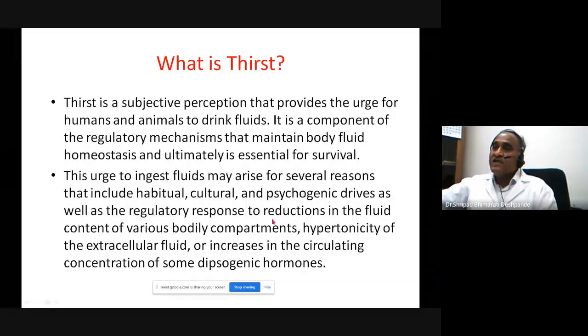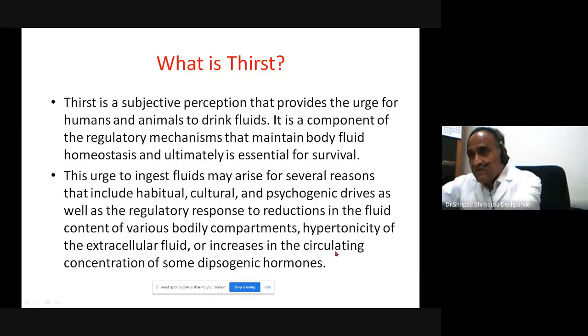So these regulatory responses come from reductions in the fluid content of the various compartments of the body, or result from the hypertonicity of the extracellular fluid, or an increase in the circulating concentration of some dipsogenic hormones. I have already mentioned those dipsogenic hormones. I again say these dipsogenic hormones may be ADH, maybe angiotensin 2, maybe aldosterone. So these things you may consider to remember. Okay, next we will move on.